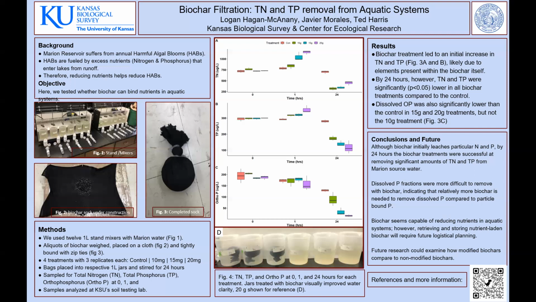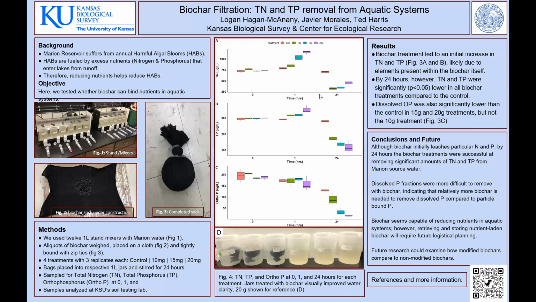We had 4 treatments with 3 replicates each, being a control, 10 milligrams of biochar, 50 milligrams of biochar, and 20 milligrams of biochar. We put these bags into their respective jars and stirred them for 24 hours, and then sampled them for total nitrogen, total phosphorus, and orthophosphorus at 0 hours, 1 hour, and 24 hours. These samples were analyzed at KSU's soil testing lab.